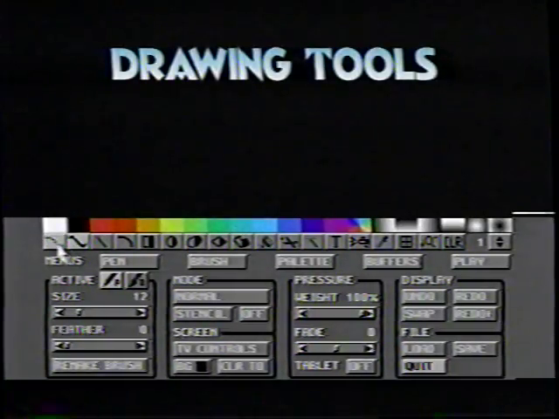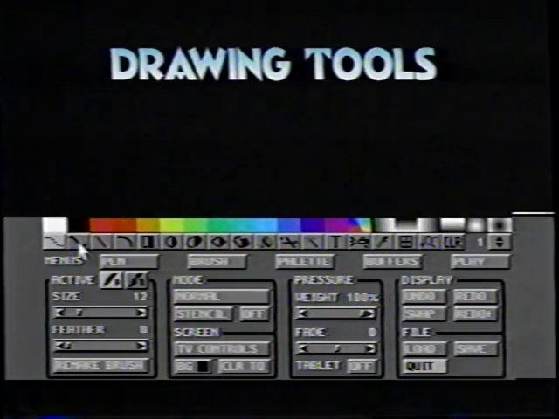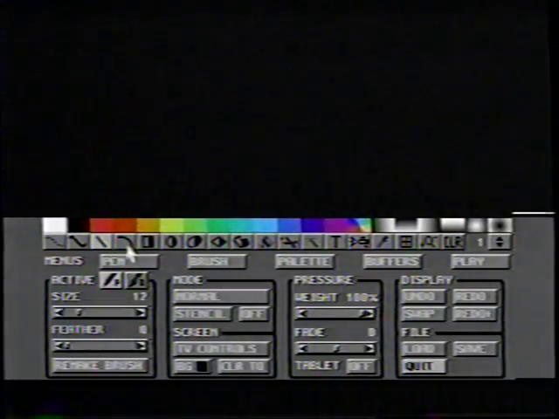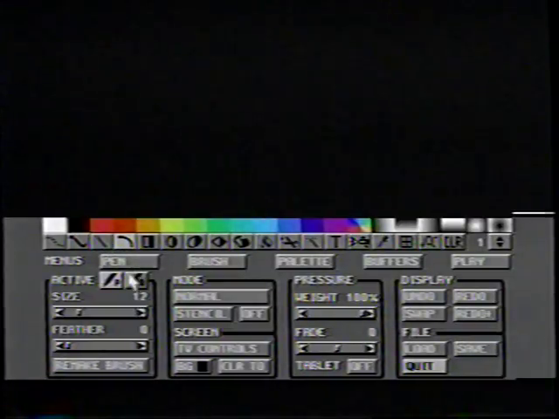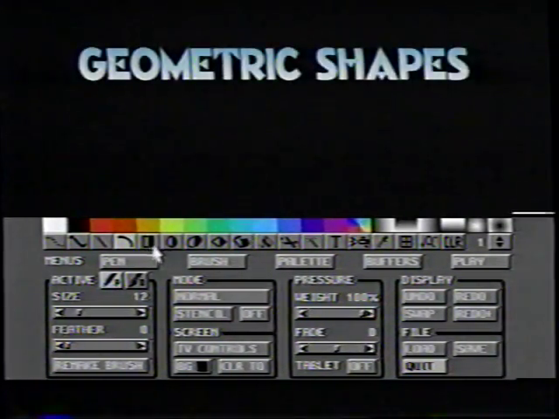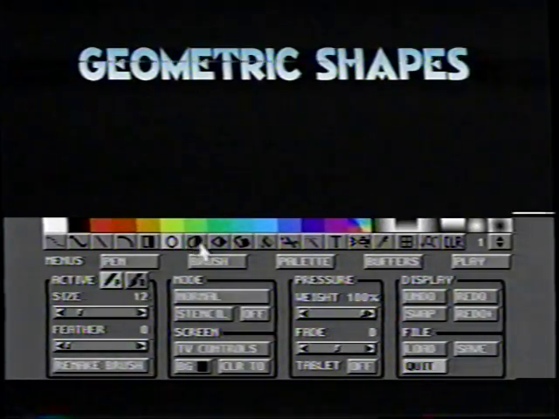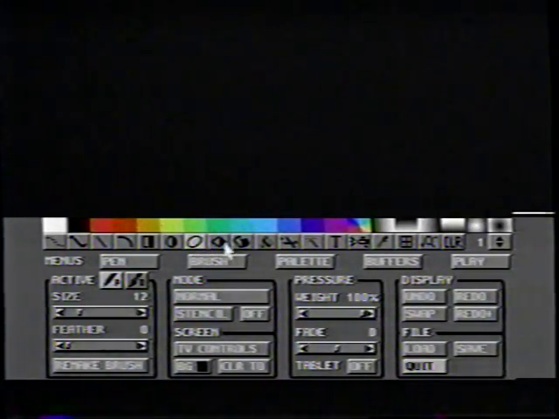There's the dotted freehand line drawing tool, the continuous freehand tool, the straight line tool, and the curve line tool. All of these drawing tools can be used with either pens or brushes. Then we have the geometric shape and fill menus. We have the rectangular shape, and you can see that that can either be filled or unfilled. We have the circle shape, the ellipse shape, the polygon shape, and the freehand shape.